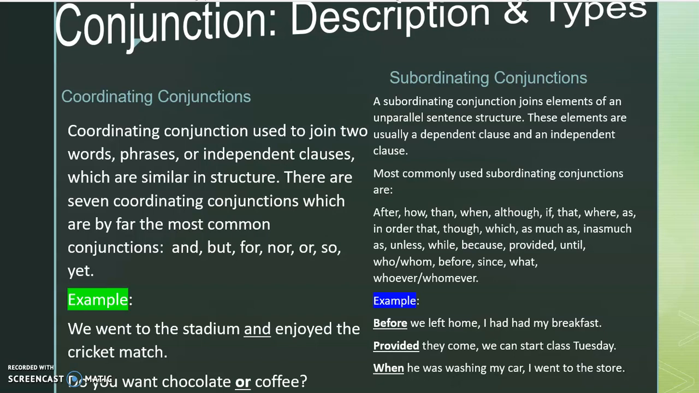Lastly, we have subordinating conjunctions. A subordinating conjunction joins elements of an unparallel sentence structure. These elements are usually a dependent clause and an independent clause. Most commonly used subordinating conjunctions are after, how, then, when, although, if, etc. For example, before we left home, I had my breakfast. Provided they come, we can start class Tuesday. When he was washing my car, I went to the store. Okay.